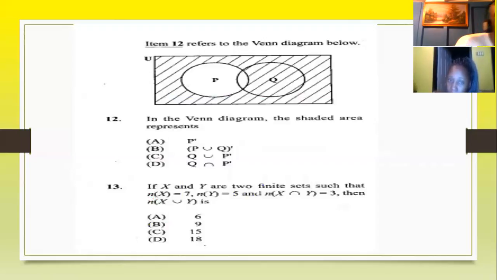Let's think now. They are saying, in the Venn diagram, the shaded area represents what? P complement. Make sense? So P complement is the answer. You see? So you have to use your eyes first. Make sense? Yes, sir. Go to the next question.